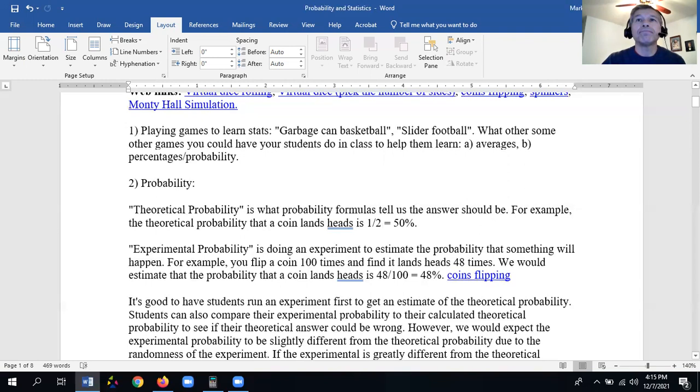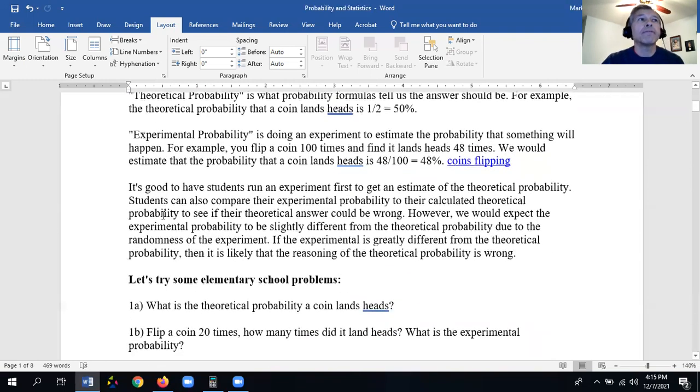So, and I'll do this problem in just a second, but I just wanted to read this little paragraph here. It says, it's good to have students run an experiment first to get an estimate of the theoretical probability. So this would be a good one with a coin flip, that you might want to just have them do the coins first and see what their experiment goes before you talk about, well, there's two sides and one side's heads and all that sort of thing.